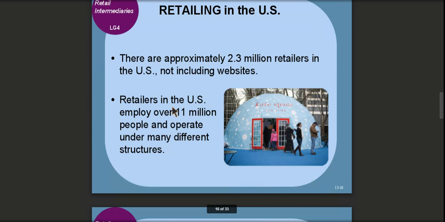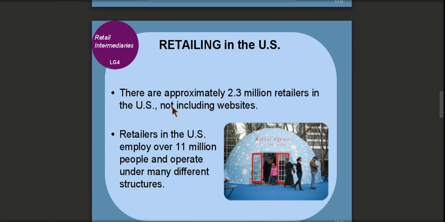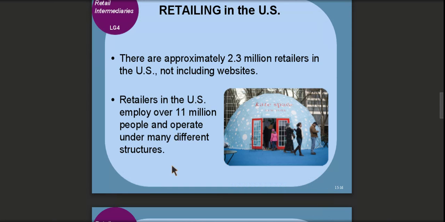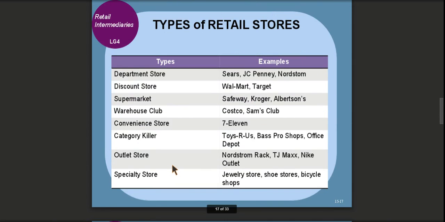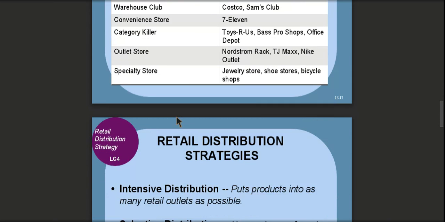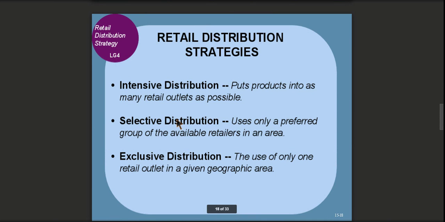Tons of retail stores, 2.3 million retailers in the US, does not include websites. A lot of people, 11 million jobs. Retailing is big business, right? So there's various types of retail stores, which you can see here. 3 types of strategies for retailers: intensive, selective, and exclusive distribution.